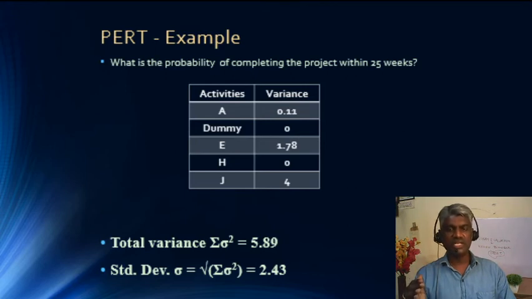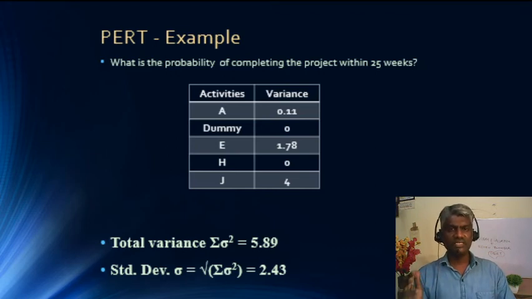Standard deviation we cannot straight away calculate using the variance of all the activities. Rather, we have to take the variance of those activities which are critical in nature. Critical path activities' variances are only taken for calculation of the standard deviation.